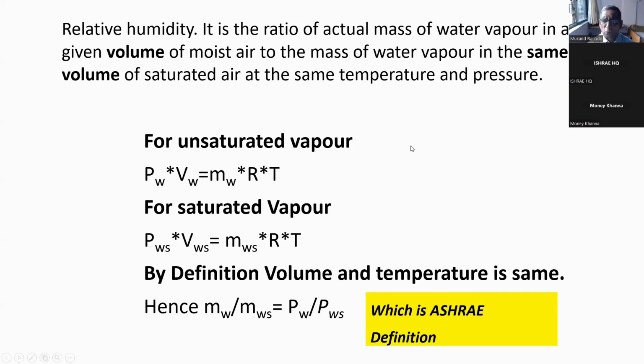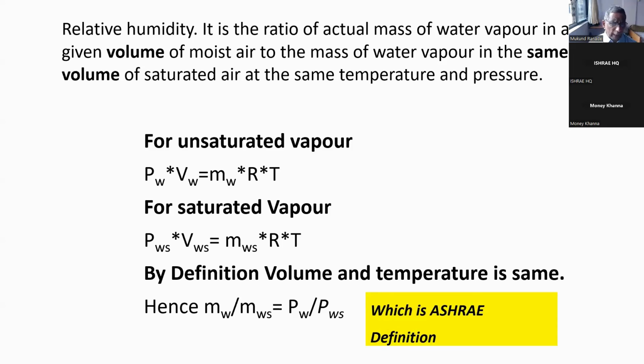For unsaturated water vapor, that means the air which is currently present is unsaturated, so we can just write an equation for only water vapor. PW into VW is equal to MW into R into T, which is PV equals MRT, the famous equation of the gas laws, where PW is the partial pressure of water vapor in the unsaturated condition, VW is the volume, MW is the mass of water vapor present, R is the gas constant for water vapor, and T is the temperature.